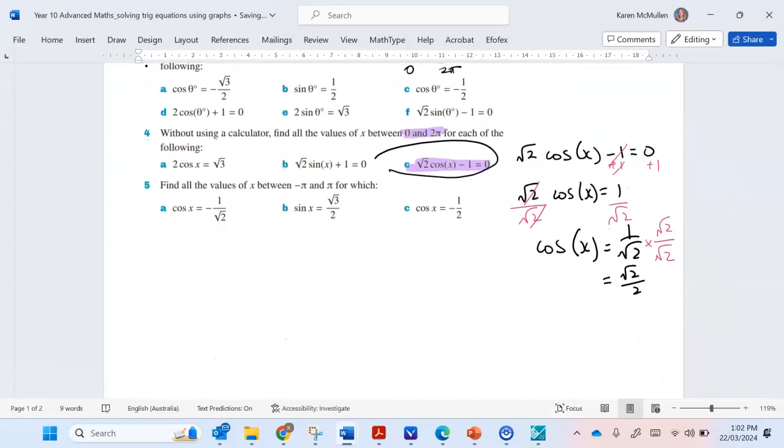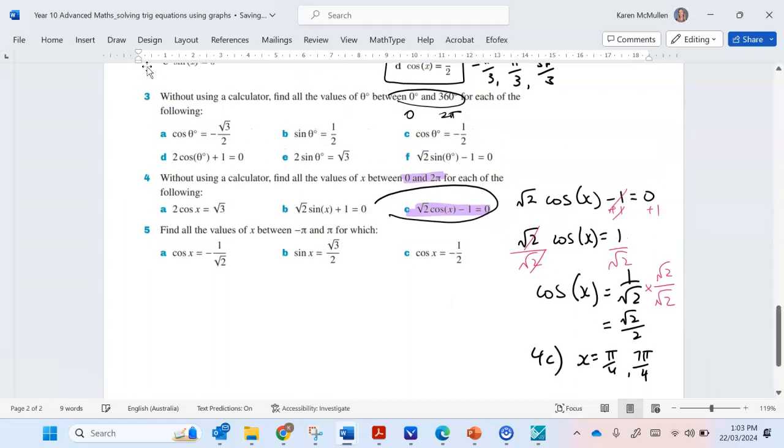All right, so for 4c, just continuing that answer, x is equal to, trying to remember, pi on 4 and 7 pi on 4. All right, so for question 4 and some of the questions in question 3, you do need to rearrange them. So they're either cos x or sin x. All right, so that's that worksheet.